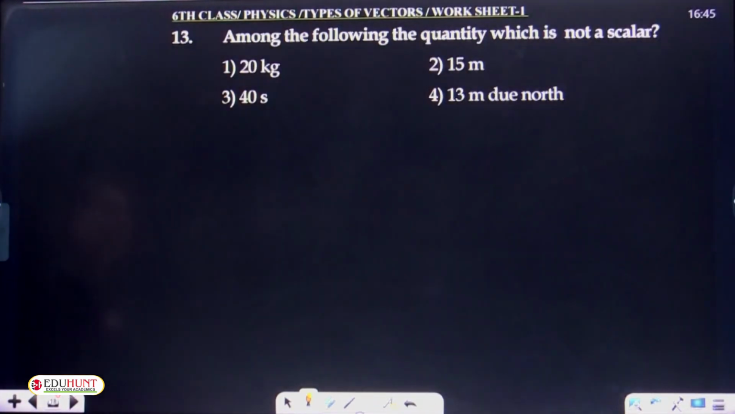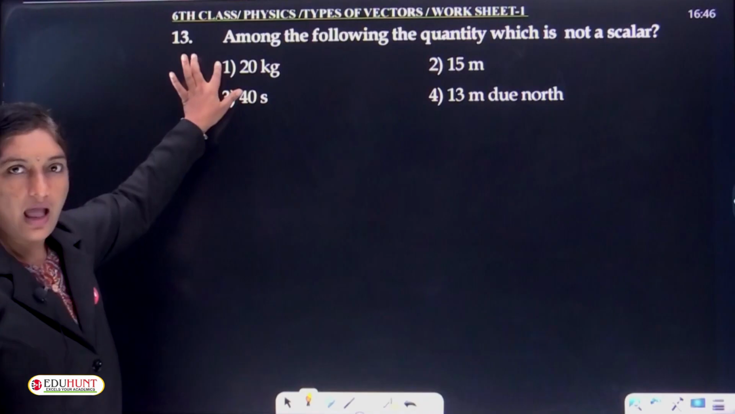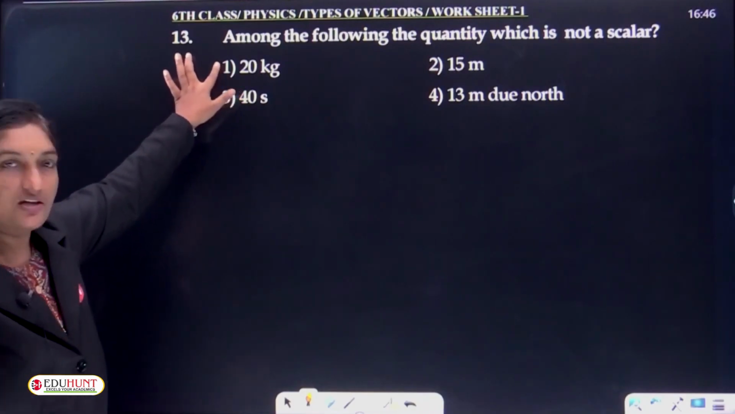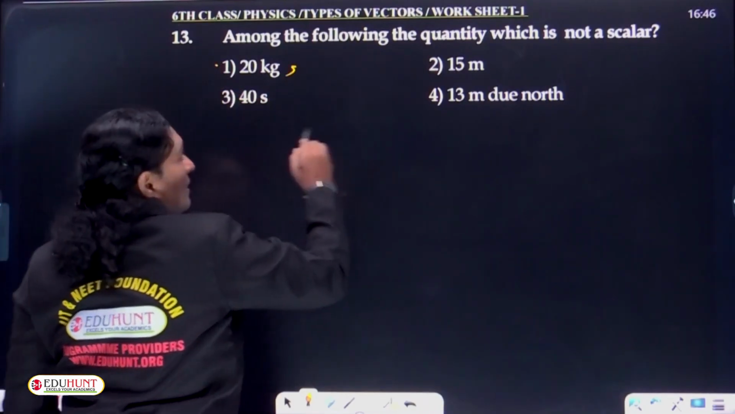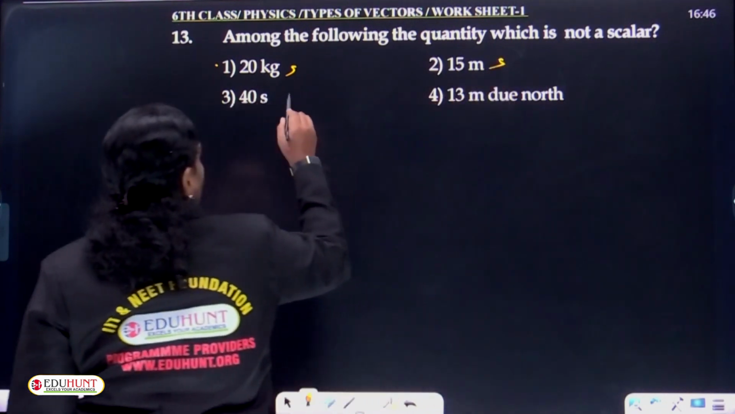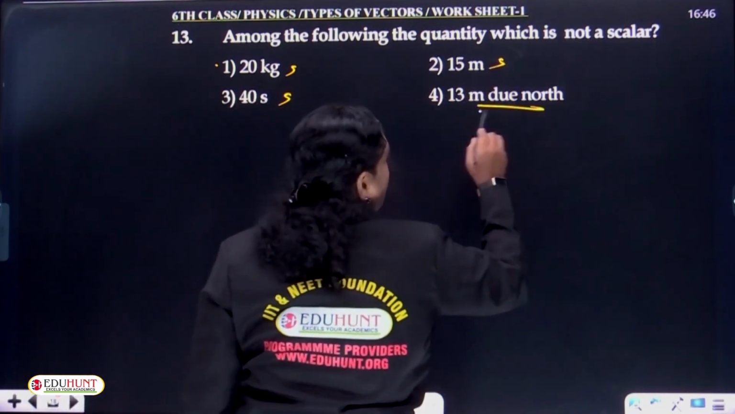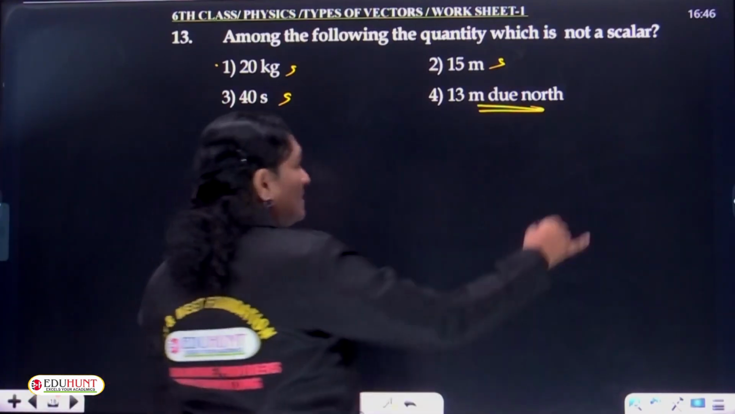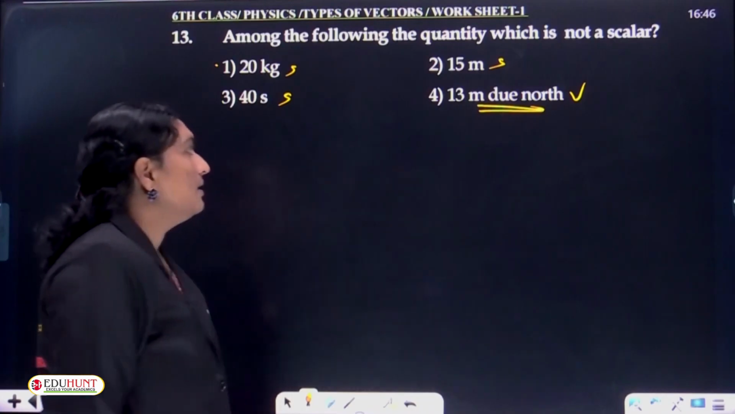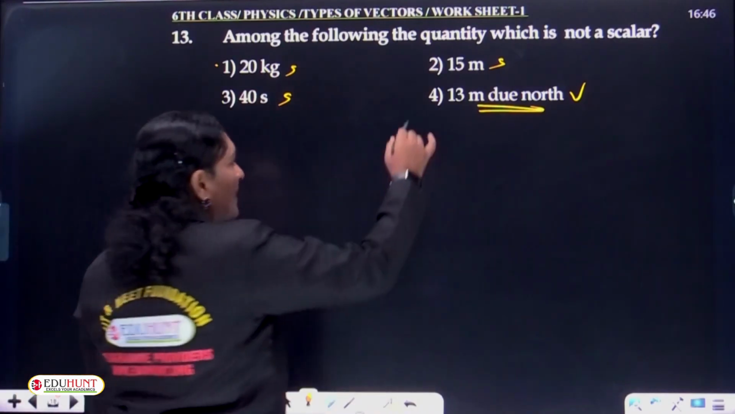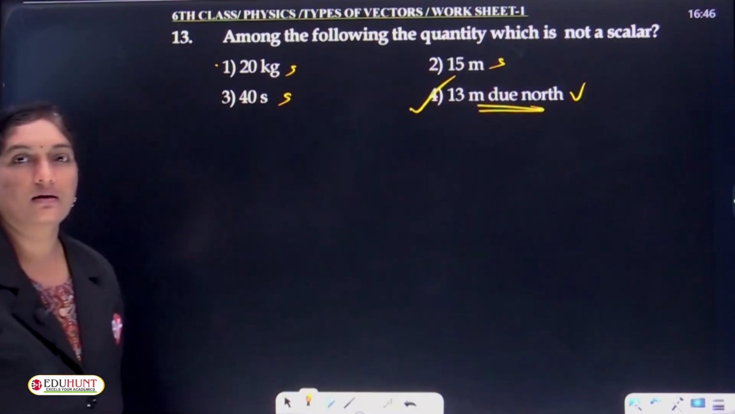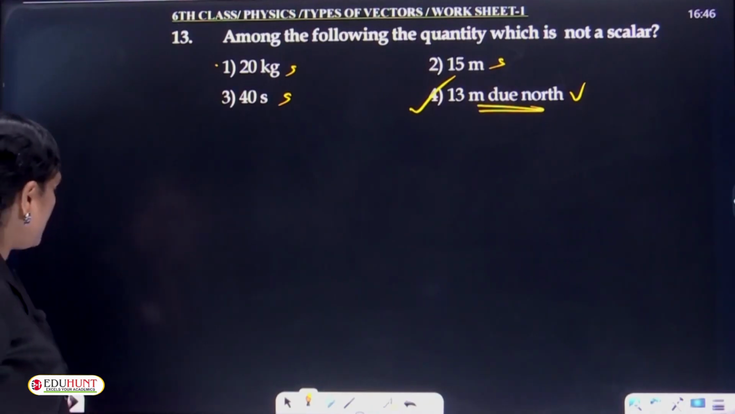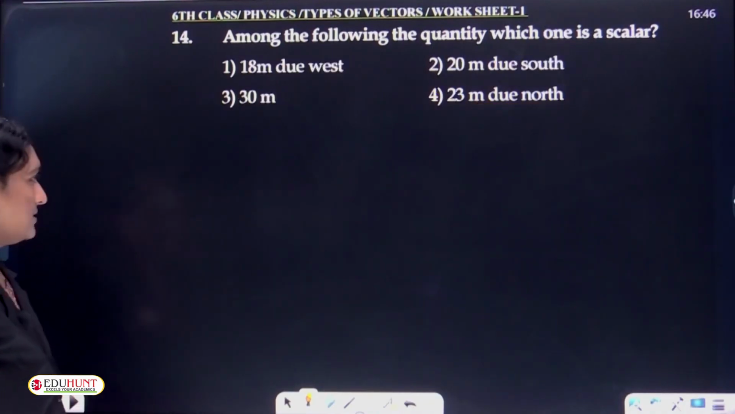Moving ahead with the 13th question, children. Among the following, the quantity which is not a scalar. 20 kg, how much is there? No direction, it is a scalar quantity. 15 meters is again a scalar. 40 seconds is a scalar, but 13 meters due north indicates both the magnitude as well as direction. So, it must be a vector. So, which among them is not a scalar? The answer is the fourth option. So, 13 meters due north is not a scalar quantity.